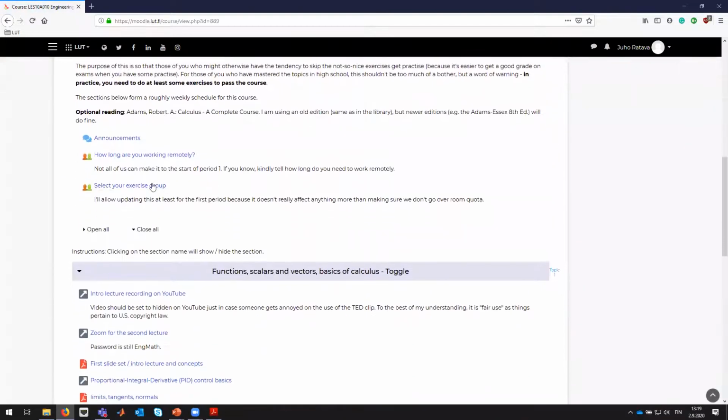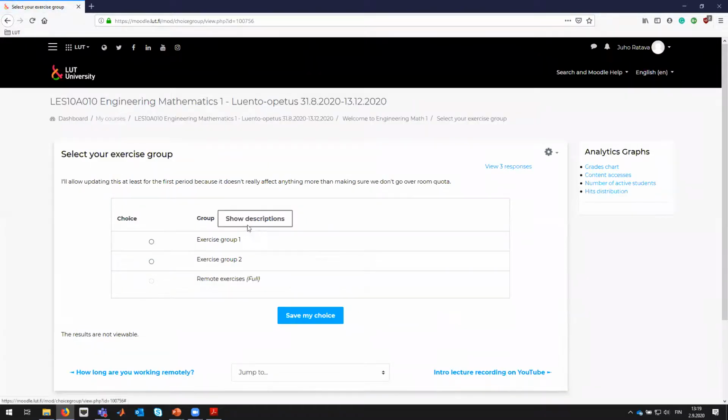But there are 2 questions. How long are you working remotely? If you are currently not here, would you kindly tell me how many weeks you are still away, so I can know what kind of things I need to prepare. And then select your exercise group. This is still having an error, I'll still need to add a non-zero limit to the remote exercises, sorry about that. And one of these is also having a limit of 20 people when it should have a limit of 16 people. So I'll need to correct that.